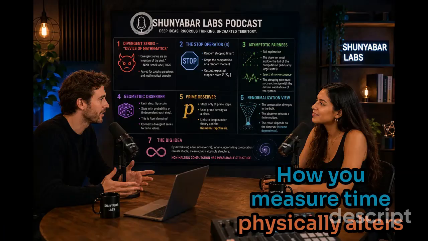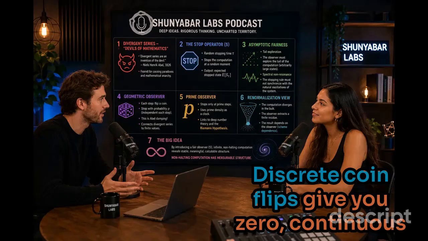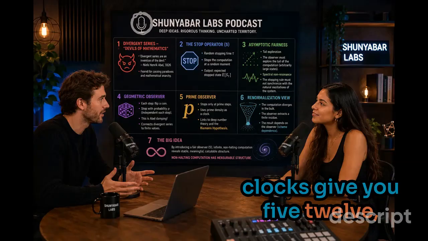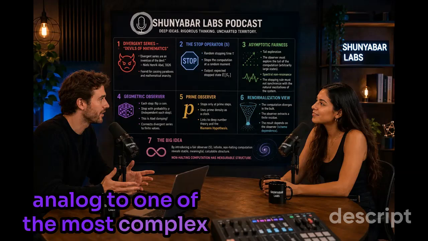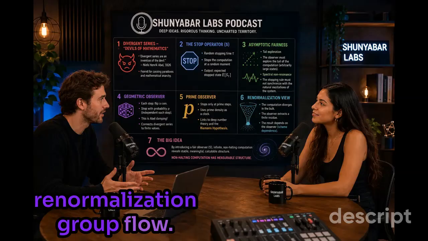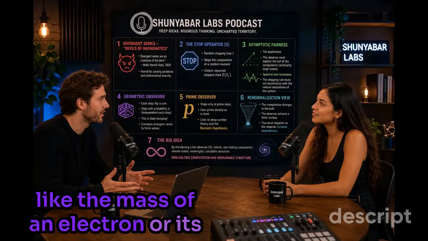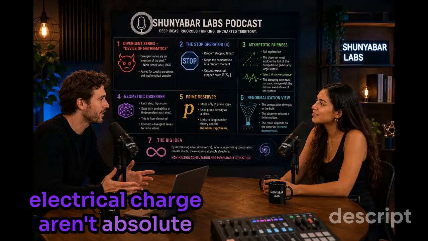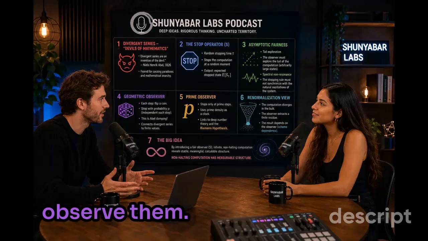How you measure time physically alters the finite residue of an infinite explosion. Discrete coin flips give you 0, continuous clocks give you 512, and neither of them is wrong. It is a stunning, rigorous, discrete analog to one of the most complex ideas in quantum field theory, renormalization group flow. In quantum physics, physical parameters like the mass of an electron or its electrical charge aren't absolute fixed numbers. They literally shift, grow, and flow based on the scale at which your instruments observe them.